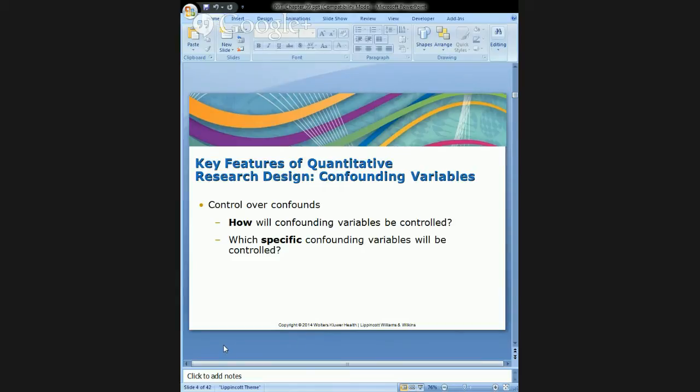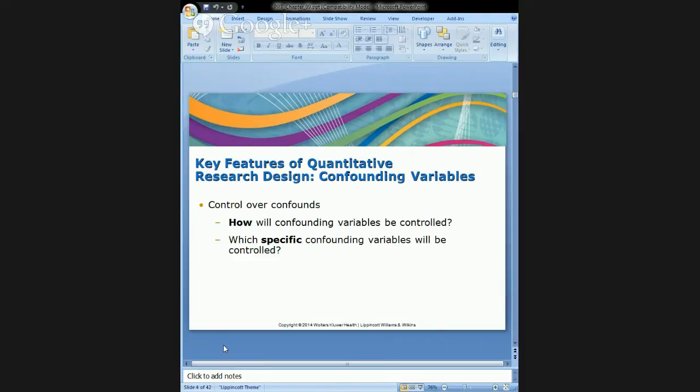So the next thing we're going to talk about is confounding variable. The first thing you have to understand is what exactly is a confounding variable. And it is just a third or additional variable that could explain an outcome. So let's talk about an example here. Say we want to see how caffeine affects heart rate. Caffeine is our independent variable. It's what we're manipulating. And heart rate is our dependent variable. It's the outcome that we're testing.